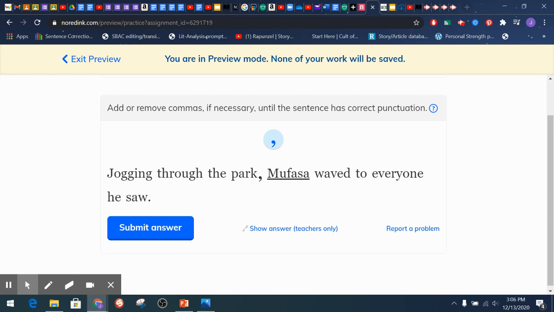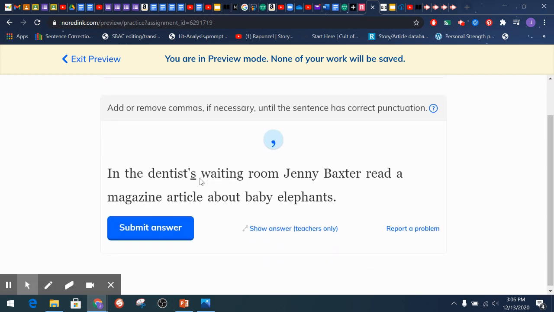Mufasa waved to everyone he saw. It's modifying where Mufasa was when he was waving to everyone that he saw. You do need a comma. In the dentist waiting room, so this is one of those prepositional phrases because in tells us where something's happening, but we don't know what's happening there yet. So there's a pause because it's at the beginning of the sentence.